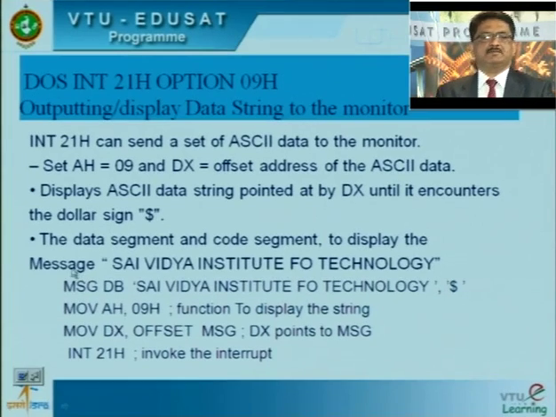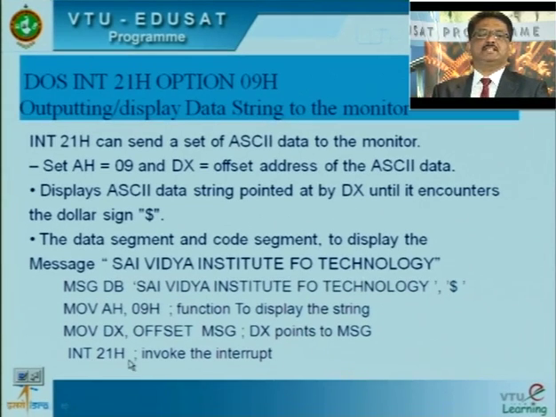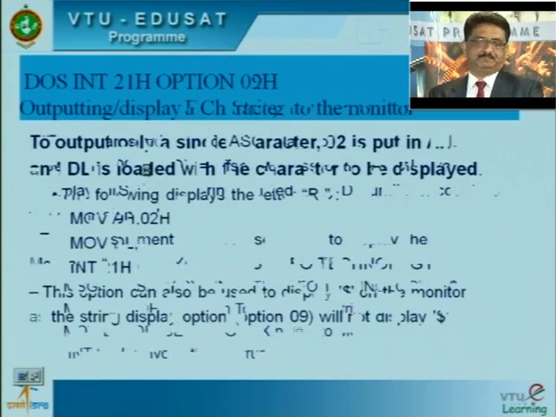Now see this concept here. MESSAGE DB 'Sai Vidya Institute of Technology', which is the message that I want to display. MOV AH, 09H, I am invoking function number 09 in INT 21H. MOV DX, OFFSET MESSAGE, where DX points to the message. OFFSET is an assembler directive which helps the processor load the offset address, that is the effective address of MESSAGE, into DX. Now DX will be pointing to the starting address of this message, Sai Vidya Institute of Technology. Then you call INT 21H. After invoking INT 21H, you will get the message displayed on the screen.